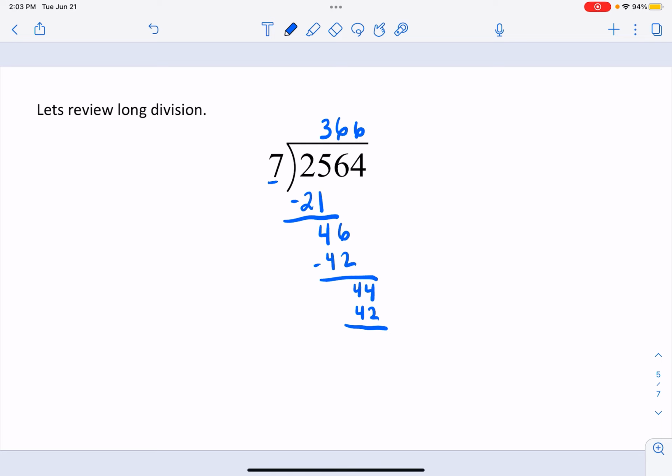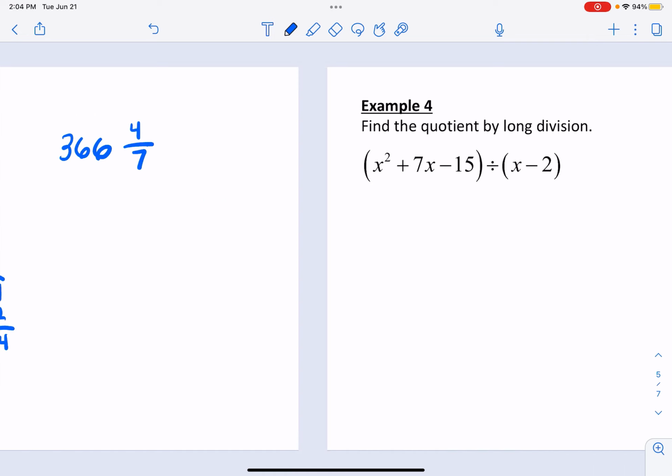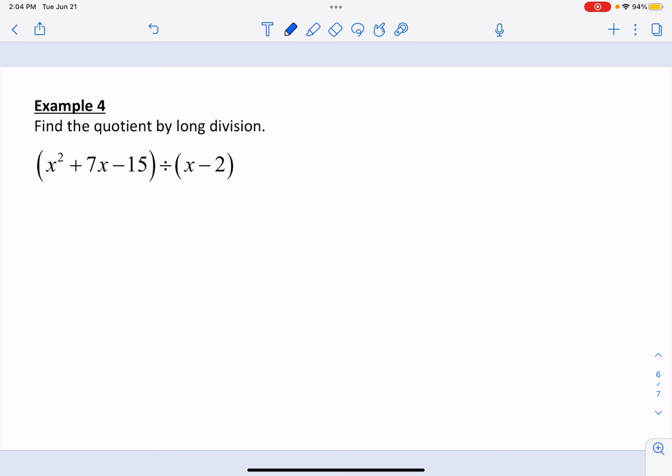I subtract, and I get my 4. So our answer is 366, and then your remainder is 4 over what we divided into. So that's what you have to remember. Okay? Okay. So let's do one with long division now.